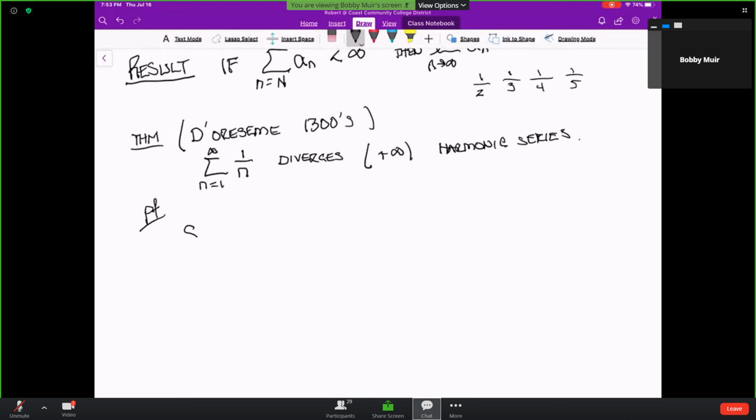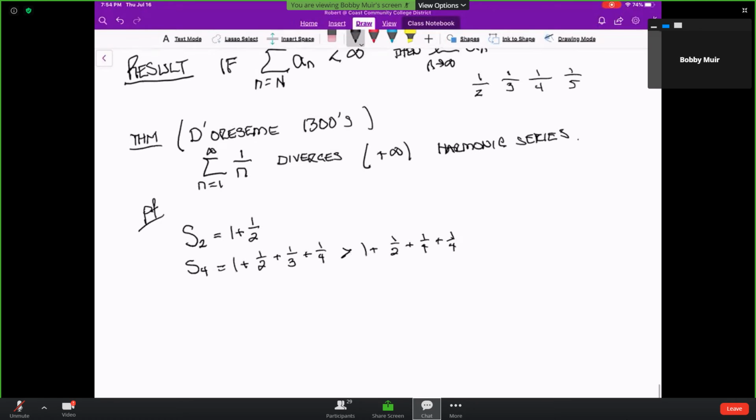He looks at the first partial sum, S2, and it's going to be 1 plus 1 over 2. Then he looks at S4. He doesn't look at S3. He looks at S4: 1 plus 1/2 plus 1/3 plus 1/4. And he recognizes that that's bigger than 1 plus 1/2 plus 1/4 plus 1/4, which is equal to 1 plus 2 over 2.